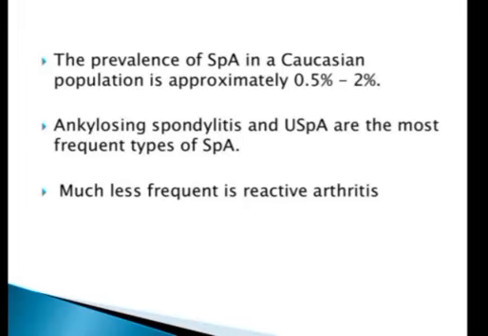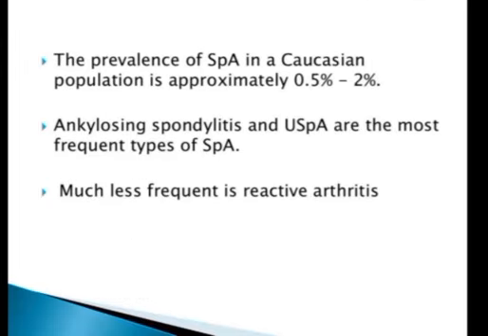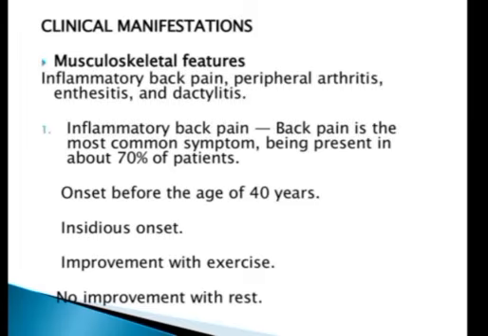The most frequent types of spondylitis are undifferentiated spondylitis and ankylosing spondylitis. Much less frequent is reactive arthritis. The clinical features, first of all, are musculoskeletal symptoms, which include inflammatory back pain, severe back pain, peripheral arthritis, and dactylitis. Back pain is the most common symptom and is present in about 70% of the patients.